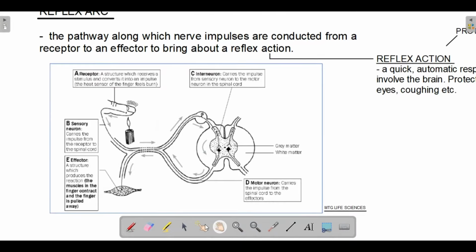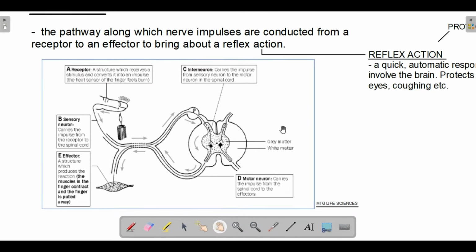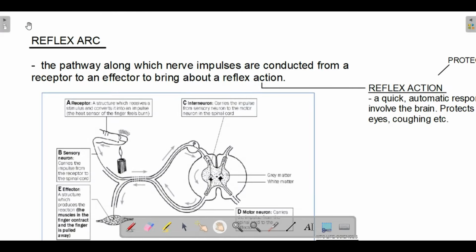So the effector is the last part. The pathway of this impulse, just as we discussed, from the receptor to the sensory neuron to the interneuron to the motor neuron, all of that path it moves along is called the reflex arc. So the reflex arc is simply the pathway along which nerve impulses are conducted from the receptor to an effector to bring about a reflex action.